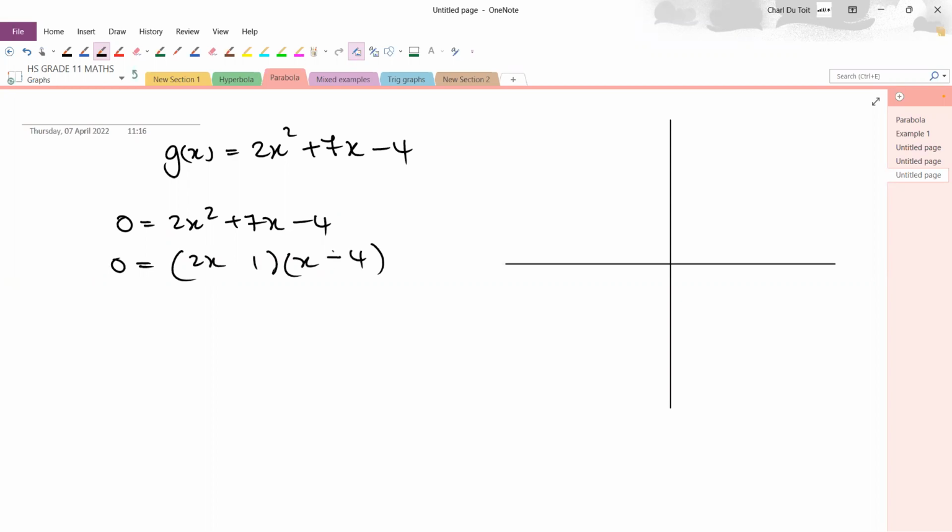x equals a half or -4. Did you get that? No. Why not?